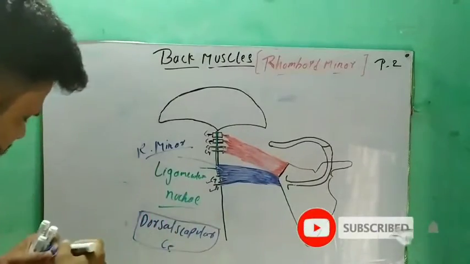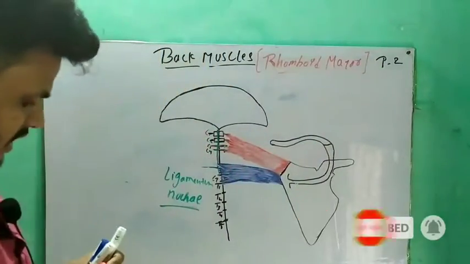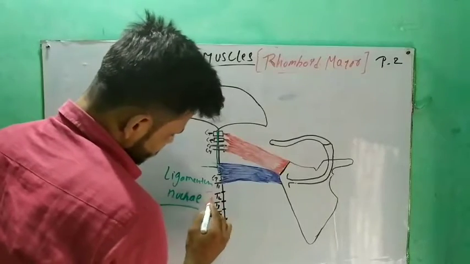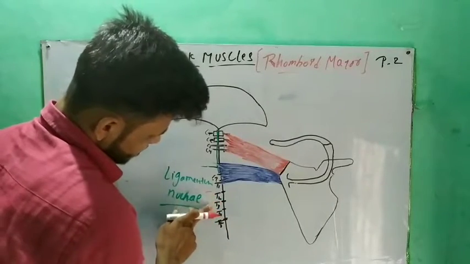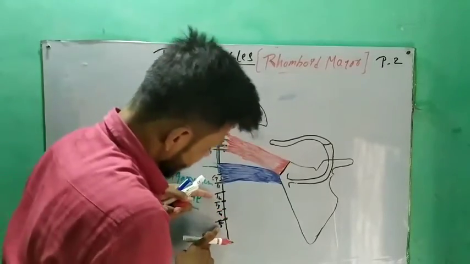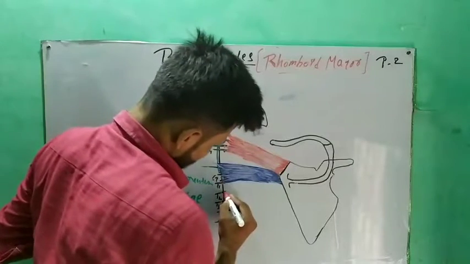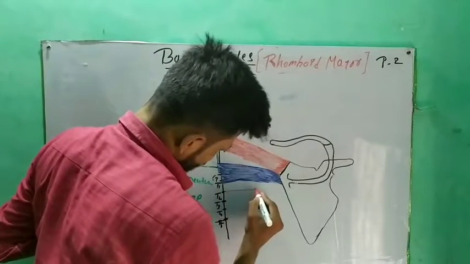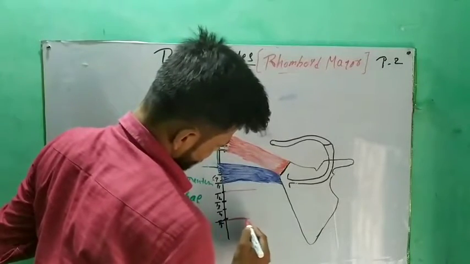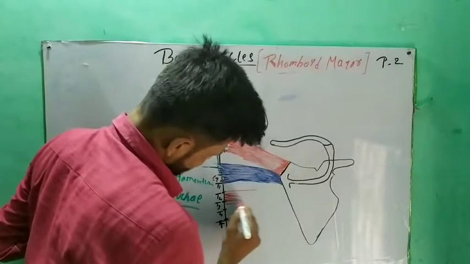Now talk about the rhomboid major. Rhomboid major का origin from the T2, this is the T2 vertebra, T3, T4 and T5. T2 से T5 vertebrae से origin होता है. T2 to T5. This is the origin of the rhomboid major.